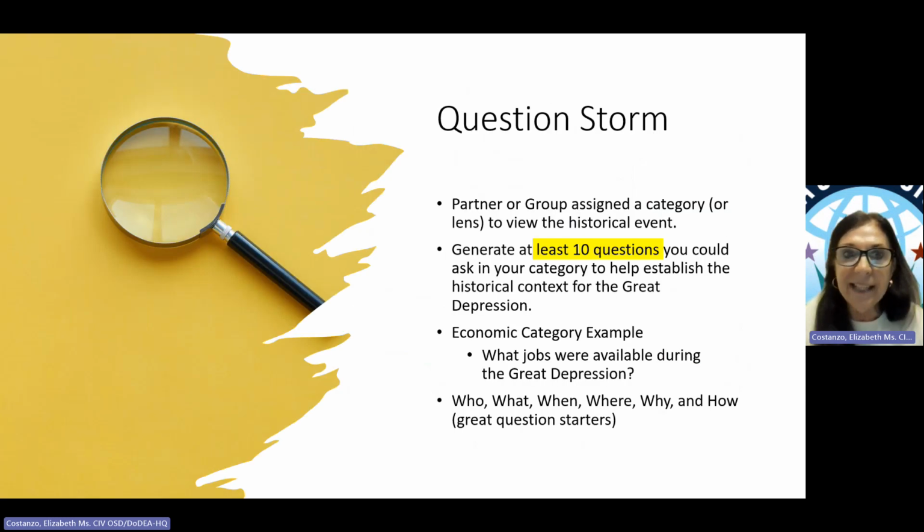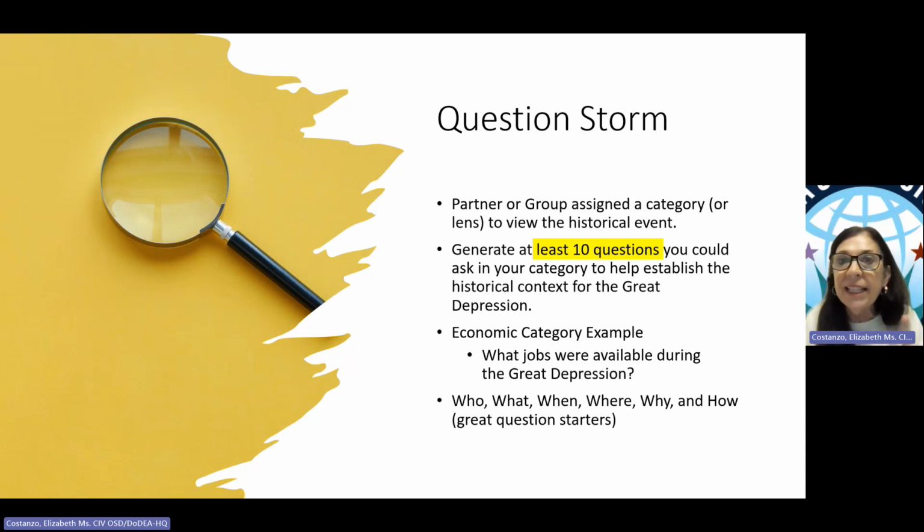What is a question storm, you might ask? A question storm is where you're going to generate a bunch of questions about one of those lenses that go around the study of establishing historical context. First, you're going to work with a partner or a small group, and you're going to be assigned one of these contexts to view the historical event. And remember, the historical event is the Great Depression in the United States from 1929 to 1939.